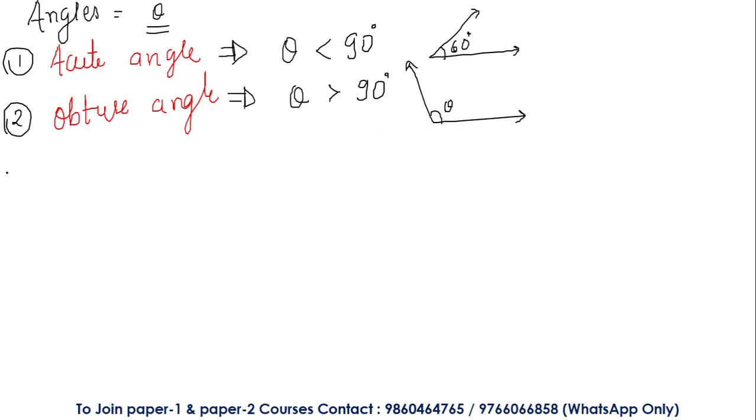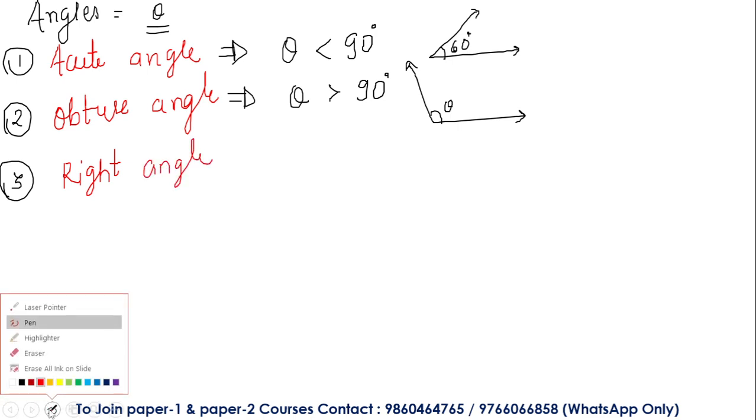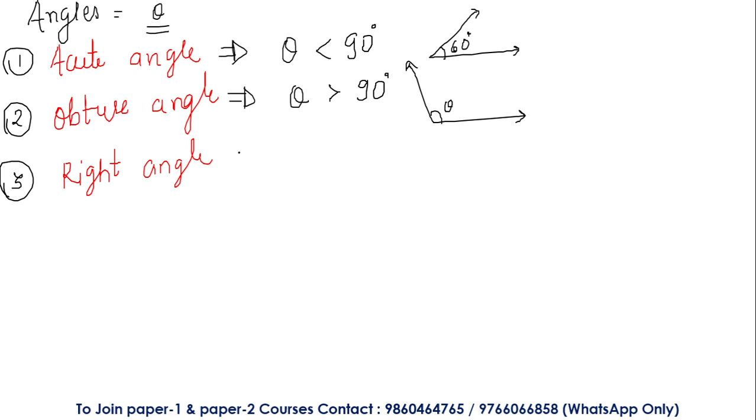So the next is a right angle. Now we have seen angle less than 90 degree, angle greater than 90 degree. Right angle means angle at 90 degree, or an angle whose value is 90 degree is nothing but the right angle. So here theta is equal to 90 degree, and the representation of this particular angle is in such a way. This is how we represent 90 degree. So what is acute, what is obtuse, and what is right angle? I hope you have got it. This is very simple.